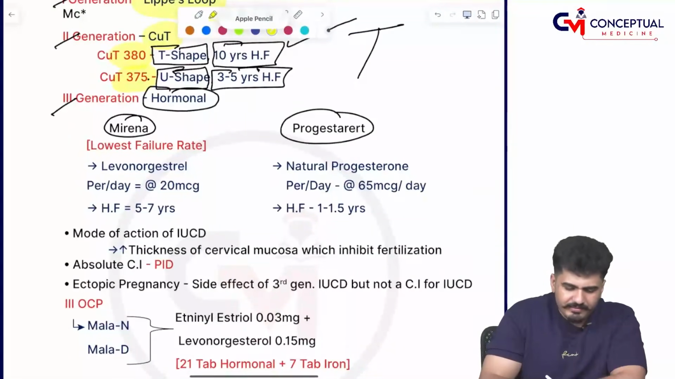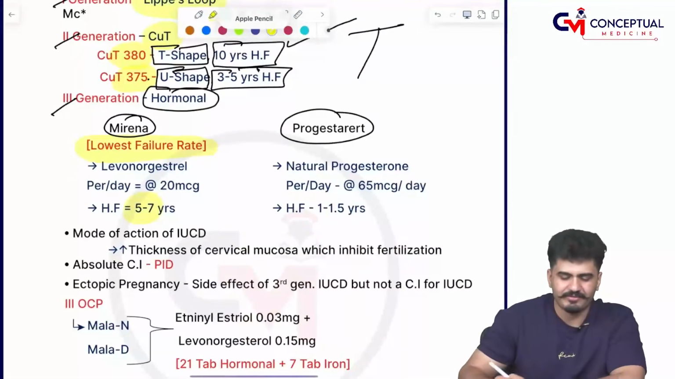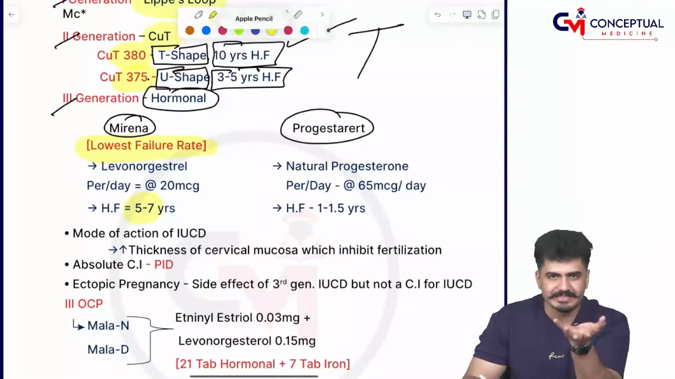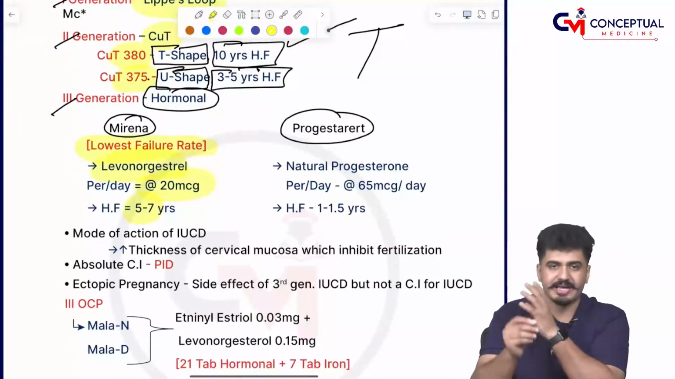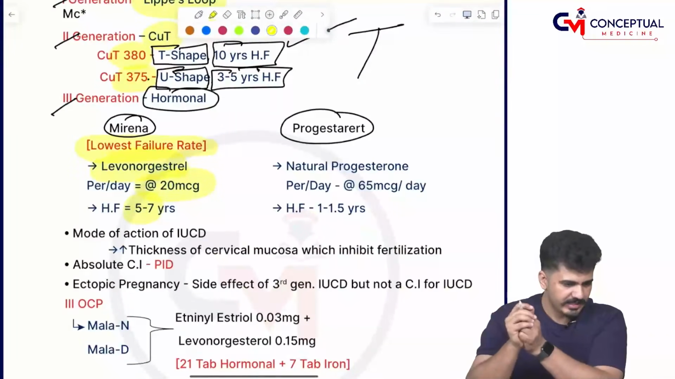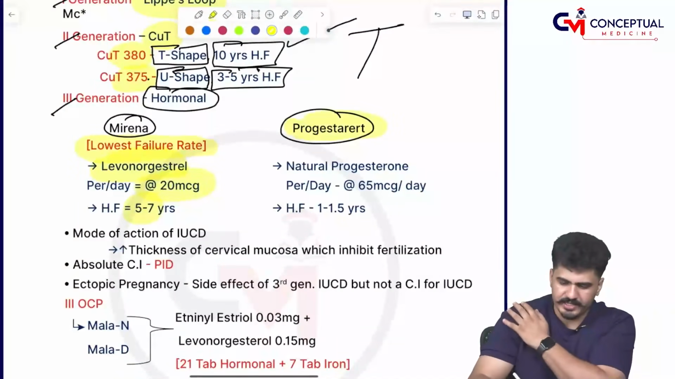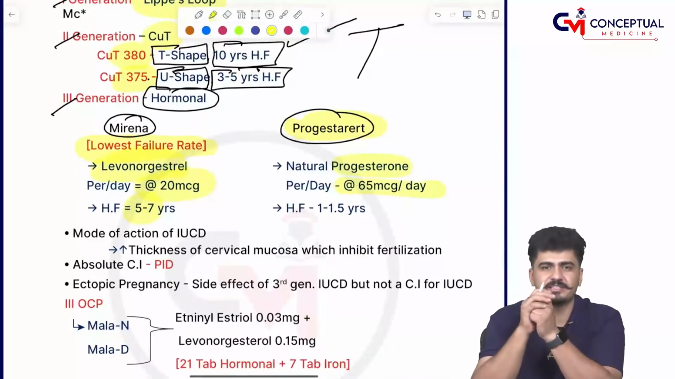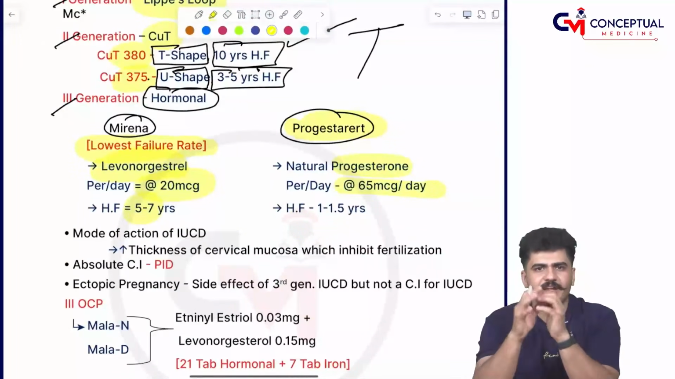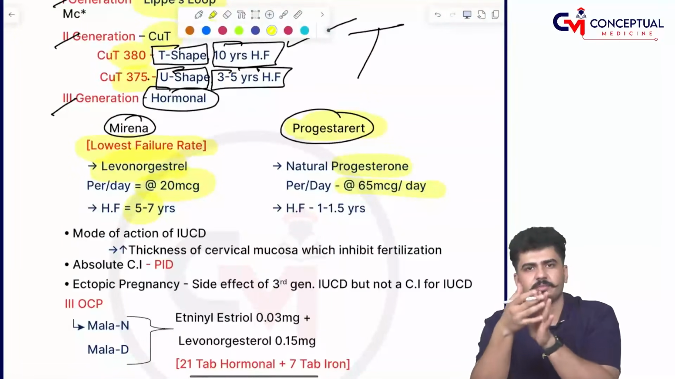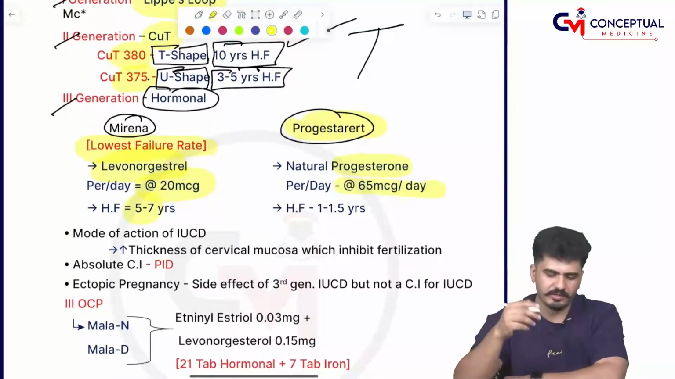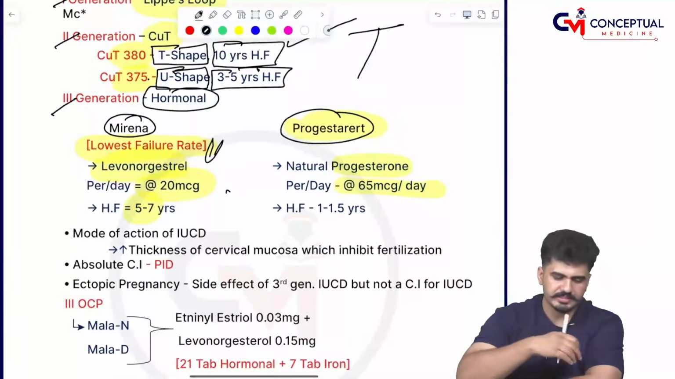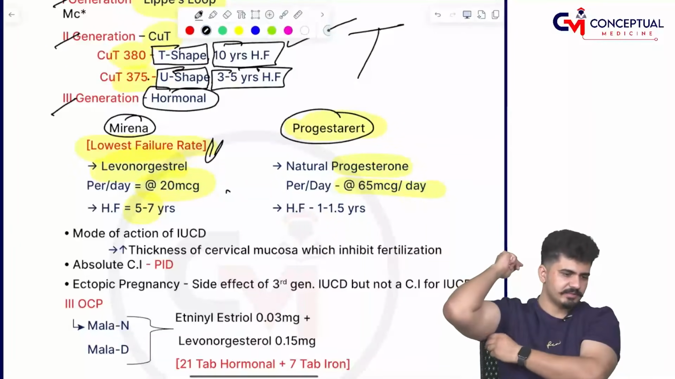Sir, Mirena has the lowest failure rate, is better, and its half-life is also better, 5 to 7 years. And what drug is it secreting? That is levonorgestrel, LNG. How much? Daily at the rate of 20 mcg. Equally important, sir: progesterone, natural progesterone, comes at the rate of 65 mcg per day, but the half-life is less and the failure rate is more as compared to Mirena. So remember, between Mirena and progesterone, your answer is Mirena is better.